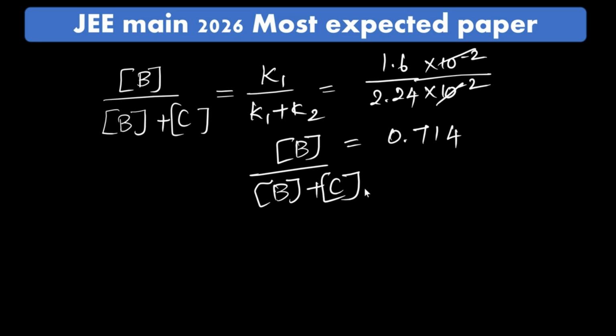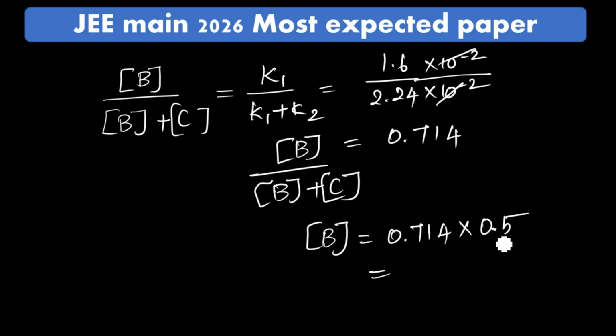What is B concentration plus C concentration? That is how much A got consumed, right? So B concentration is equal to 0.714 into, together, 0.5, which will be 0.3571. They have asked for B concentration into 100, so the answer will become 36.